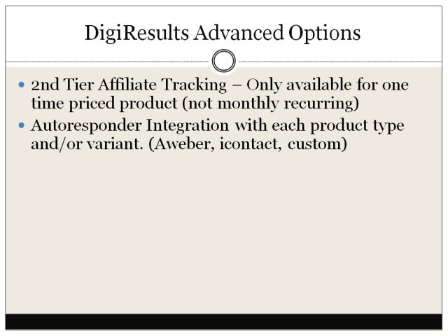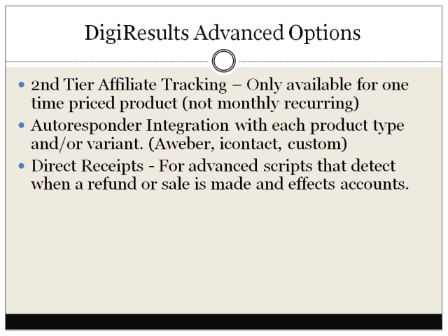Then we have autoresponder integrations for each product type or variant. So in other words, every time somebody buys the product, you can add them to a list. Direct receipts, this is an advanced option for advanced scripts that detect when a refund or sale is made and affects some sort of account creation process. But of course, we're not going to really cover this in this specific video series unless you're going to use some sort of advanced script. You'll need to see DigiResults help database for more information. I'll show you where to get help for this type of advanced options.